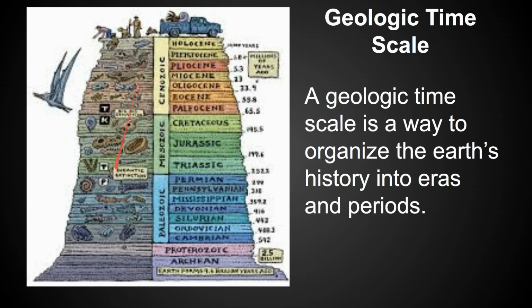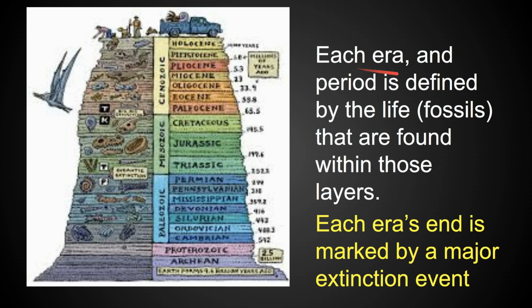So this is an era, this is an era, this is also an era, sorry, and then there are specific periods inside of that. You're going to learn a lot about this in middle school, but my job is to introduce this to you. All right, so each era and period is defined by the fossils that are found within those layers, and each era ends in a major extinction event.